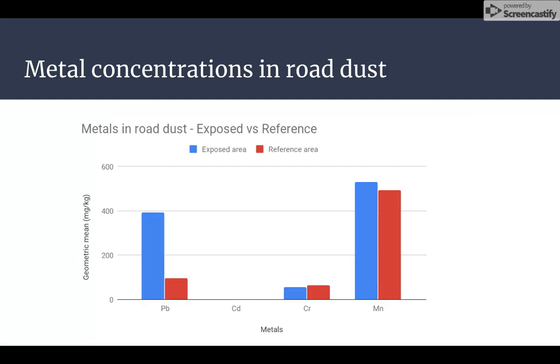This is just another graph explaining how metals in road dust are also significantly higher in the exposed area in Guiyu, China compared to the reference area. As seen in the soil, there are significantly higher levels of lead in the exposed area, in the road dust of the exposed area.